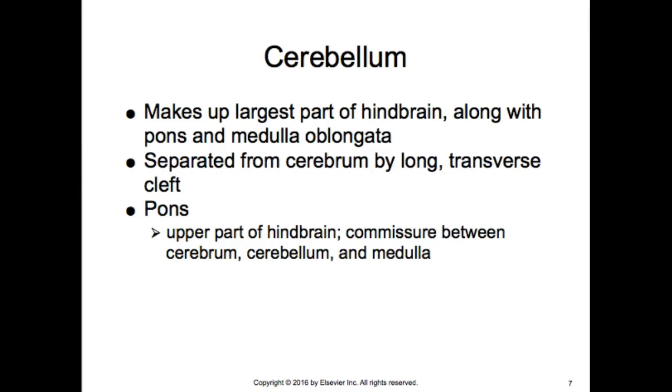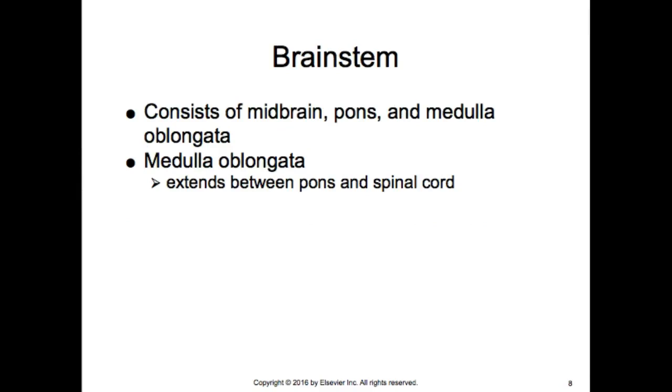The cerebellum makes up the largest part of the hindbrain, along with the pons and the medulla oblongata, separated from the cerebrum by a long transverse cleft. There's the pons, which is the upper portion of the hindbrain, commissures between the cerebrum, the cerebellum, and the medulla. So the brainstem consists of the midbrain, the pons, and the medulla oblongata. The medulla oblongata extends between the pons and the spinal cord, so it connects the two.